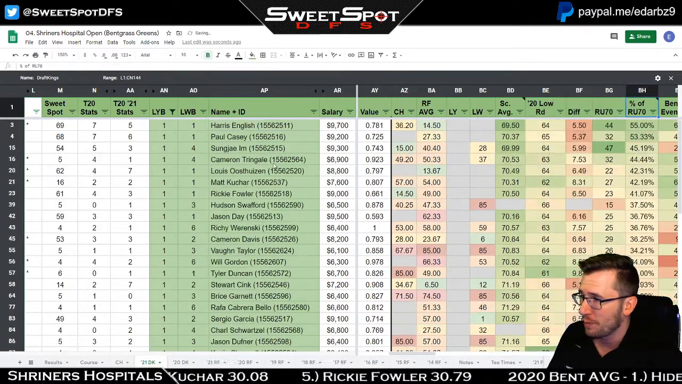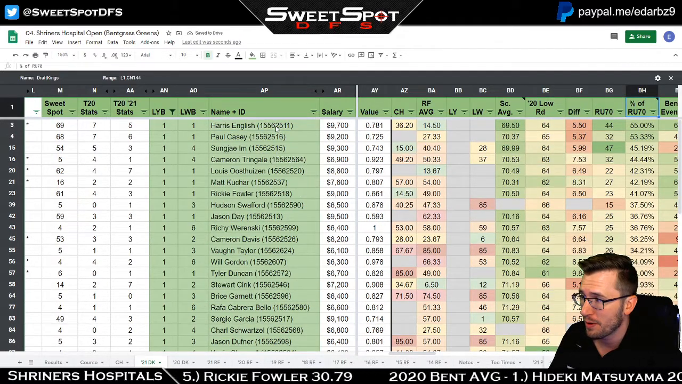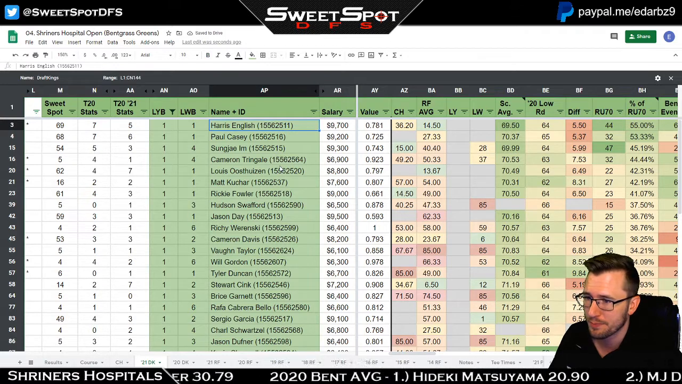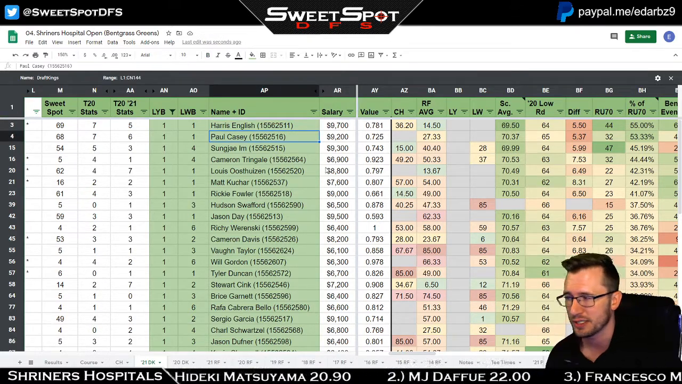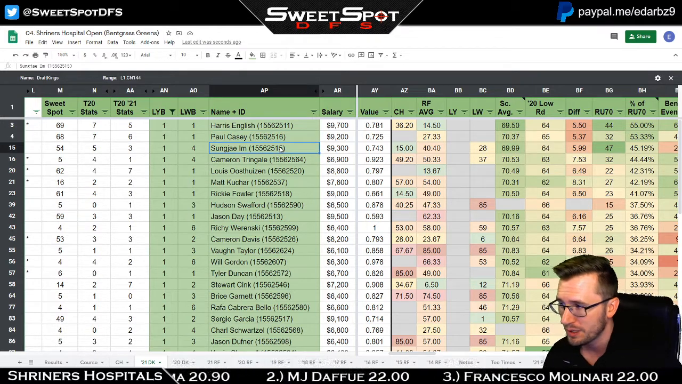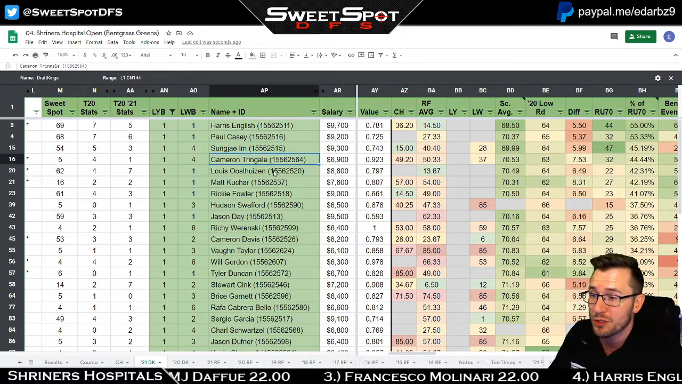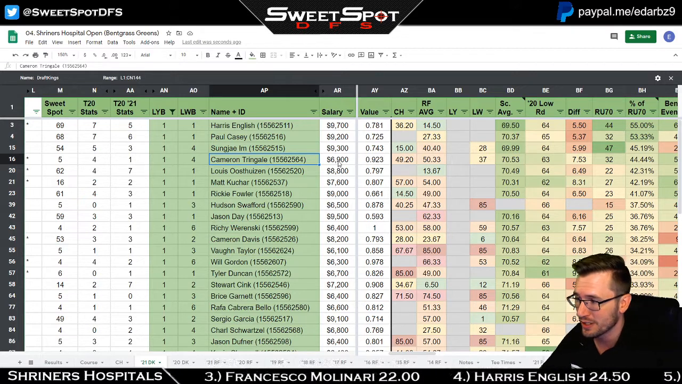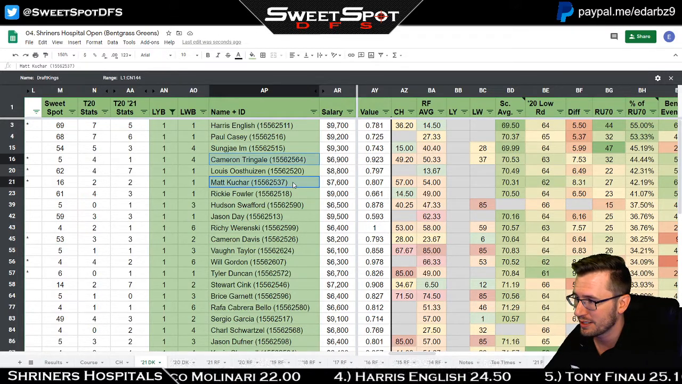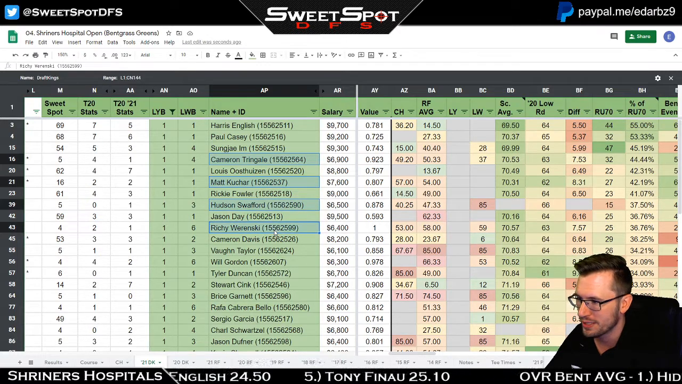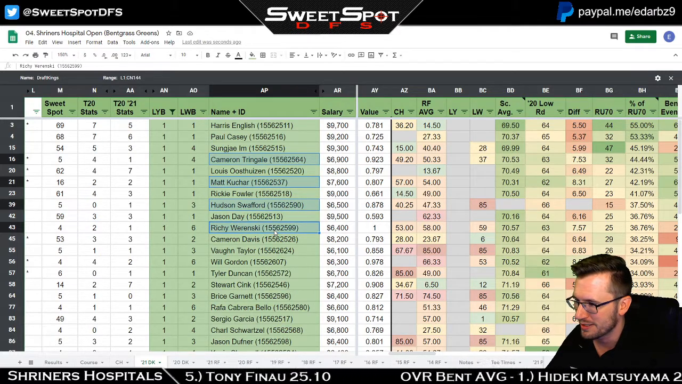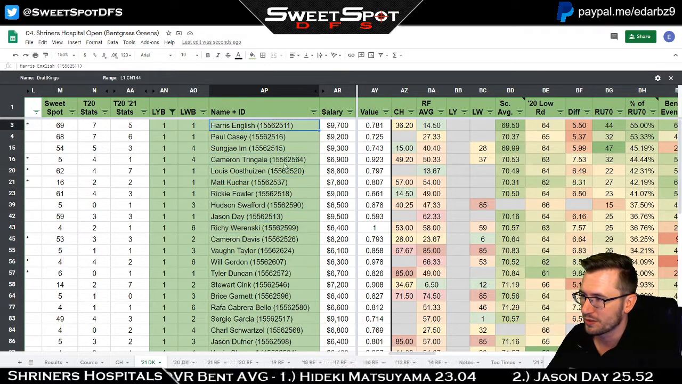And then if we go by the percentage of rounds under 70, Harris English is still at the top, just barely over Paul Casey. So you could take that $500 savings and pivot, or maybe come down here. But look at Cameron Tringali, 6,900. Matt Kuchar, 76, Swafford, 65, Werenski at 6,400. A lot of good golfers right here, so consider that.